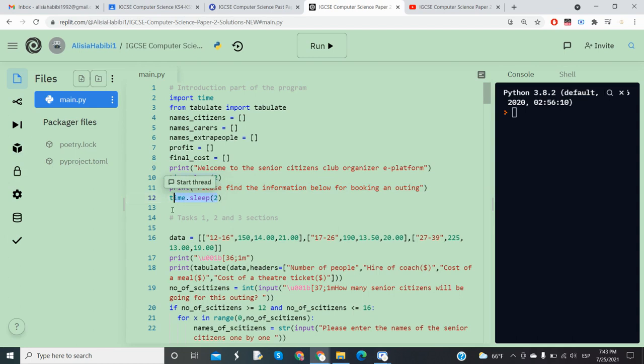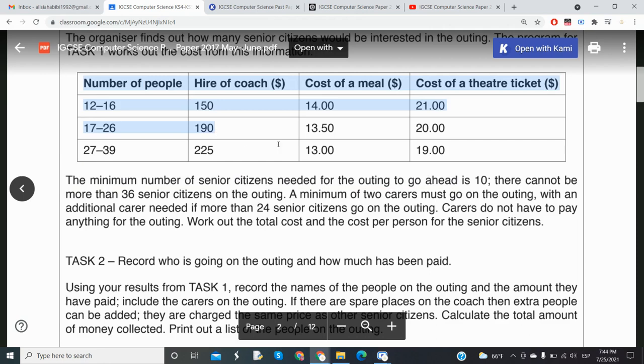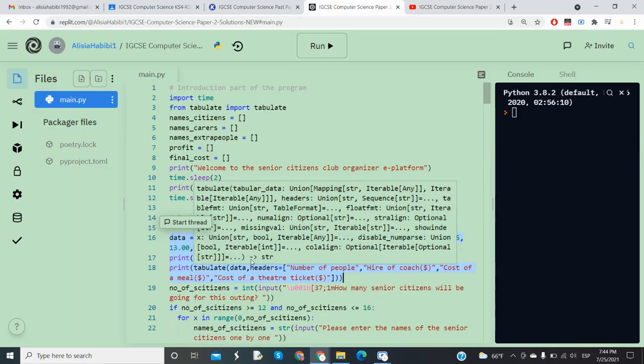And then after 2 seconds, I have this table, which begins tasks 1, 2, and 3 all together. So basically, all of the program you're going to see below is including tasks 1, 2, and 3. This table is in tabular form, basically showing the information that is here. I just wanted to print it out so that the user can see.